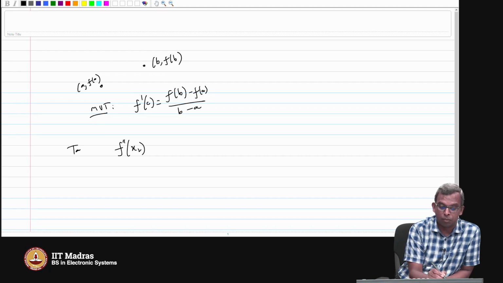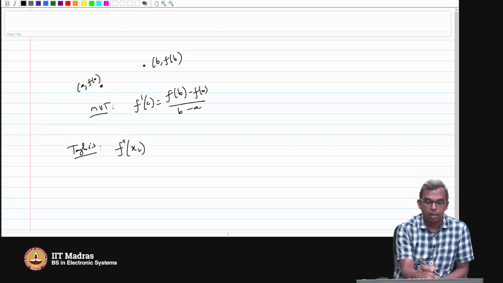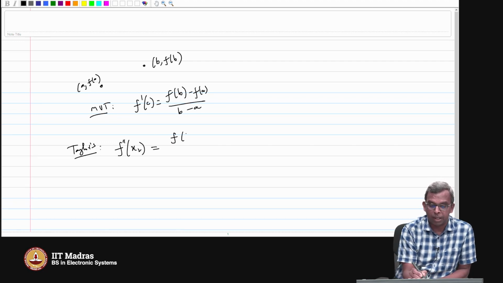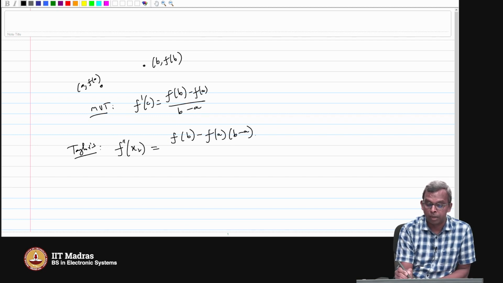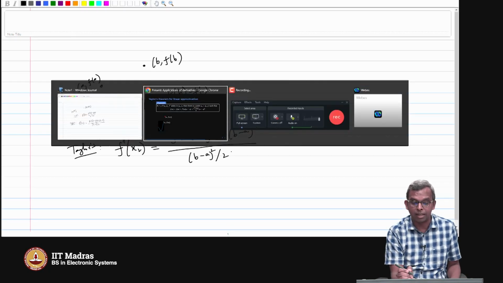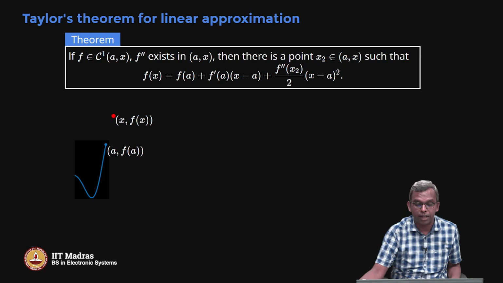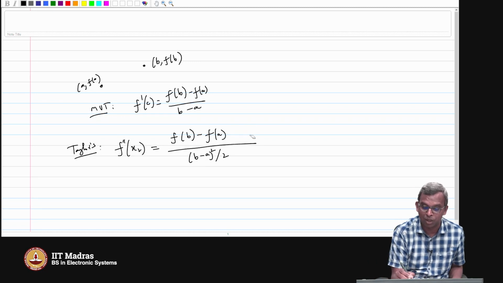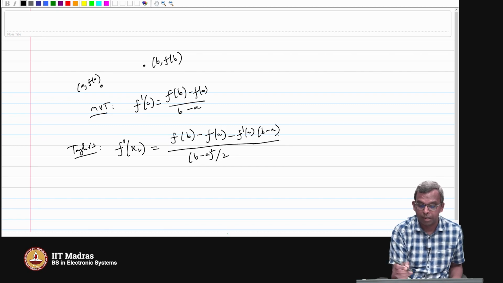What is Taylor's theorem saying? For degree 2, there is a point x2 between a and b such that f double prime of x2 is slightly more complicated: f of b minus f of a minus f prime of a times (b minus a), divided by (b minus a) whole squared by 2.